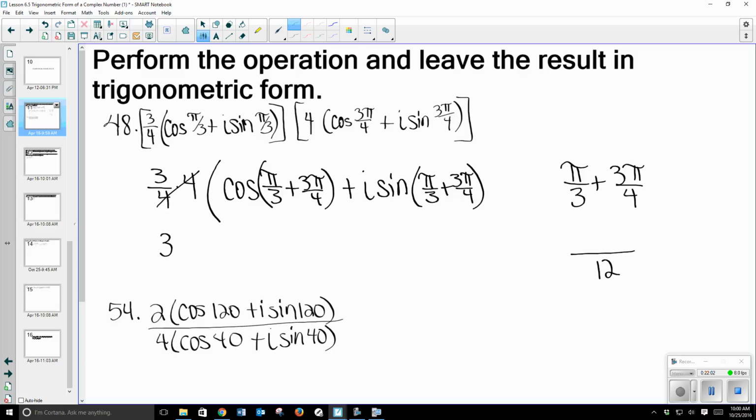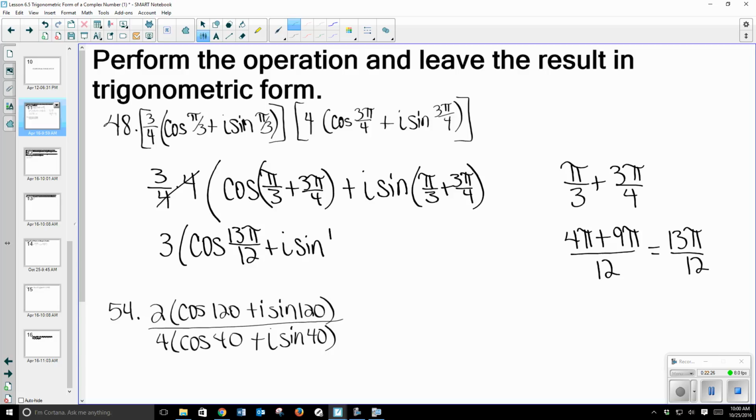This common denominator would be 12. 3 goes into 12 4 times. 4 times pi is 4 pi. And then plus 4 goes into 12 3 times. 3 times 3 is 9, so 9 pi. So that would be 13 pi over 12. And that will be the answer when you're multiplying two complex numbers in trigonometric form.